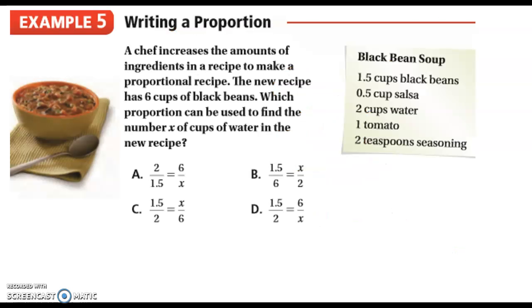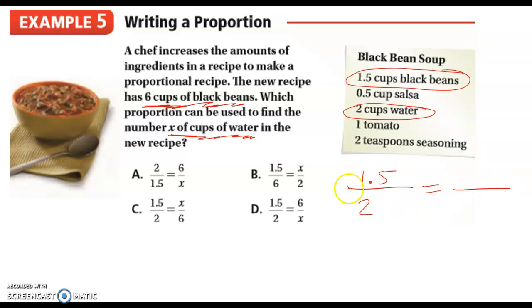Now we have a word problem. A chef increases the amount of ingredients in a recipe to make a proportional recipe. The new recipe has 6 cups of black beans. Which proportion can be used to find the number of x cups of water? So we've got to go with black beans to water. So black beans right here is the 1.5, and water is 2 cups.